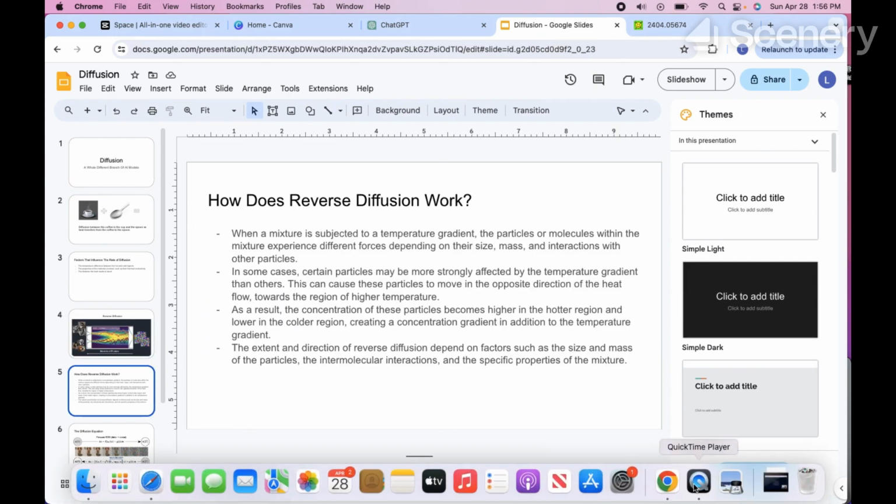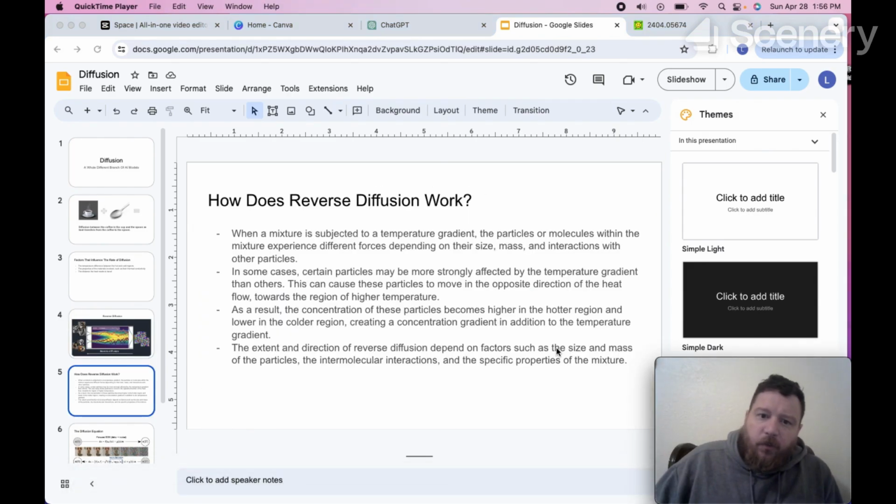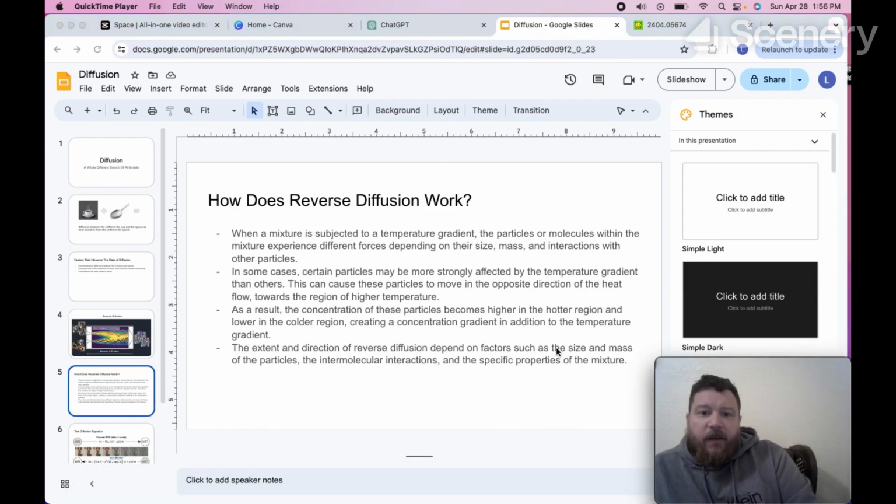But so how exactly does reverse diffusion work? When a mixture is subjected to a temperature gradient, the particles or molecules within the mixture experience different forces depending on their size, mass, and interactions with other particles, just like with regular diffusion, right? In some cases, certain particles may be more strongly affected by the temperature gradient than others, and this can cause these particles to move in the opposite direction of the heat flow, towards the region of higher temperatures.